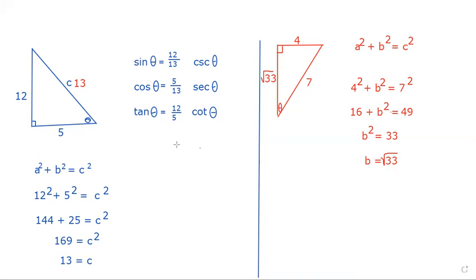Now, we remember the reciprocal identities. So cosecant is the reciprocal of sine, secant is the reciprocal of cosine, and cotangent is the reciprocal of tangent. So all we do now is reciprocate. Instead of 12/13, this is going to be 13 over 12, because this is the hypotenuse over the opposite. The secant is going to be the reciprocal, and the cotangent is also going to be the reciprocal of tangent. So as long as we remember those, it'll be pretty straightforward. And we could do the same thing on this side. We could easily find all 6 trigonometric values once we find our missing sides.